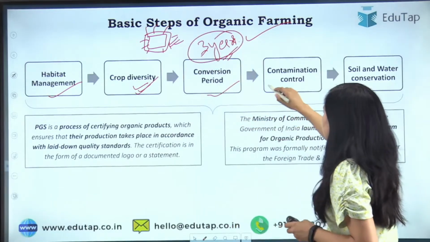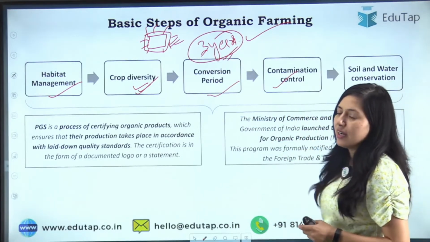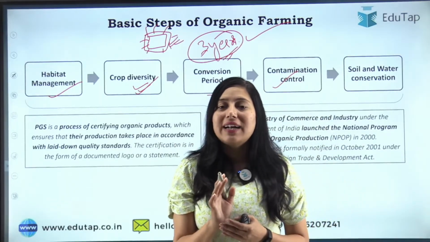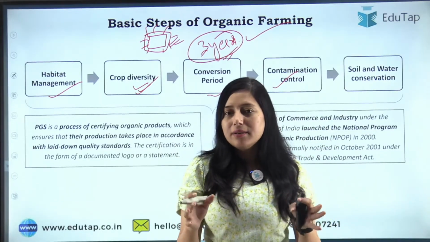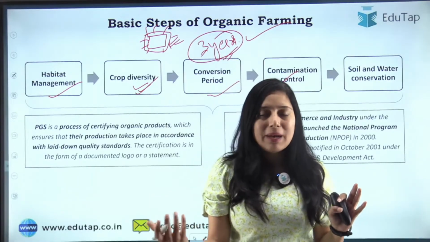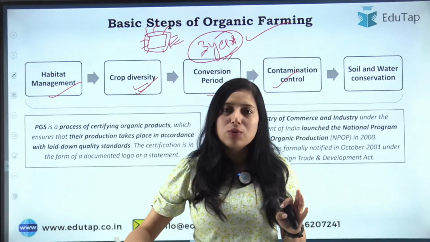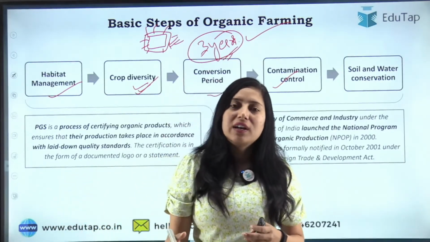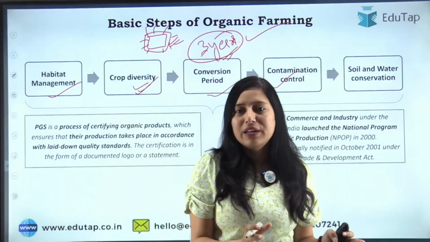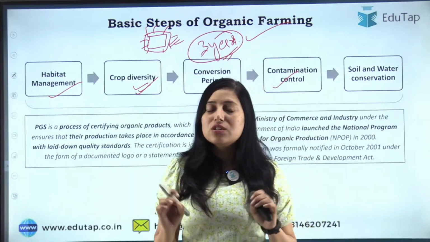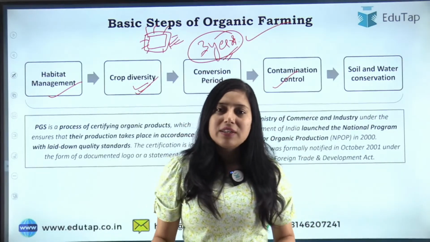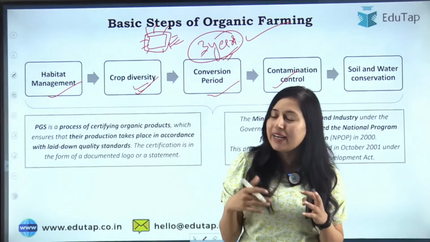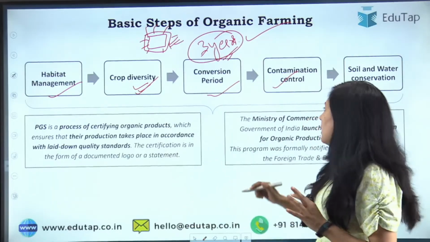Clear? Next is contamination control. Whenever I am doing organic agriculture, I have to make sure that I am not contaminating my crop. Contamination can come from the neighbor's field also. For example, if the neighbor farmer is spraying in his field, that spray can drift to my field. So I need to make sure that there is no contamination, neither in the soil nor in the crop plant. Any kind of contamination should be avoided.